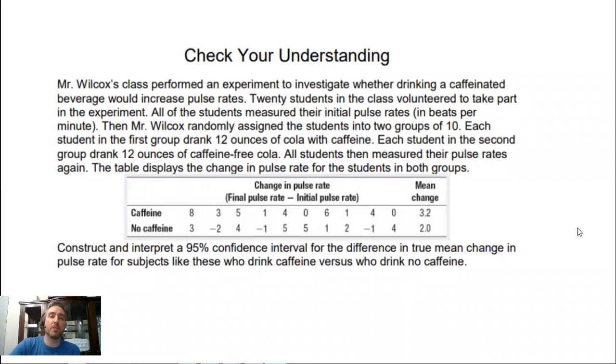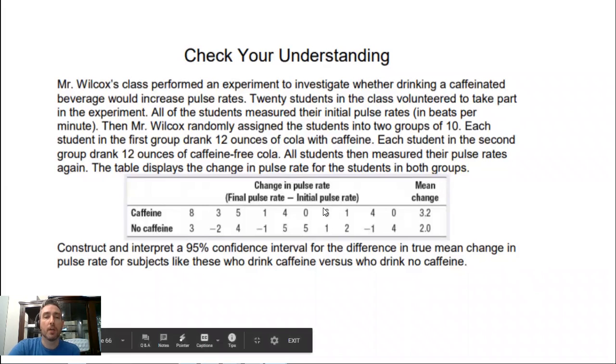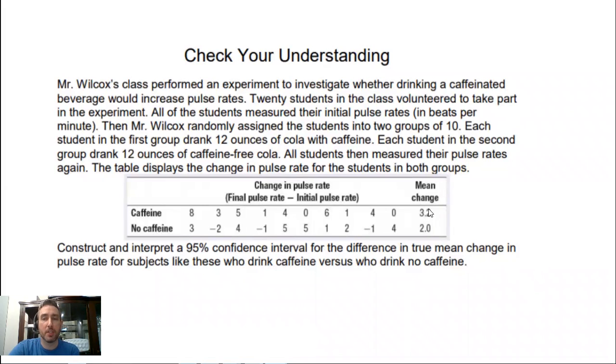So what we have is change in pulse rates based off of drinking caffeine and not drinking caffeine. And you can see the mean changes here are already given. It does not give you the standard deviation. So unfortunately, we do have to go in and calculate those using your stat menu. But you can see these numbers here. And we're trying to see if there is a difference. So construct and interpret a 95% confidence interval for the difference in true mean change in pulse rate for subjects who drink caffeine versus who drink no caffeine.